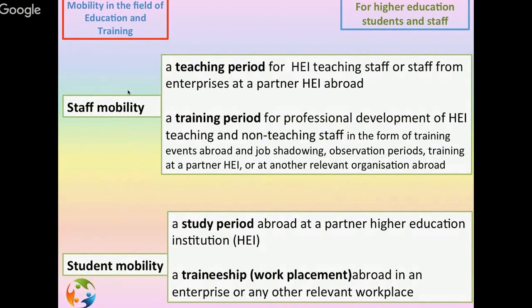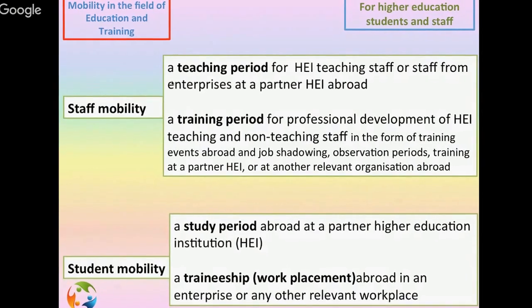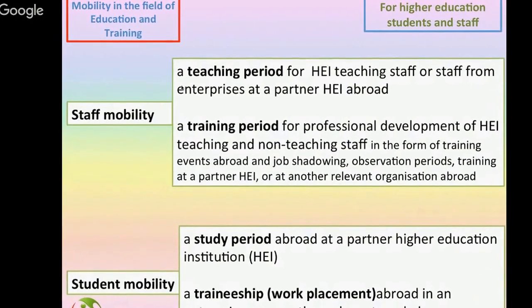Same thing we can have for the student mobility. It works in the same way, but instead of being for teaching, it's for studying or to do an internship or work placement abroad after they finish the study.